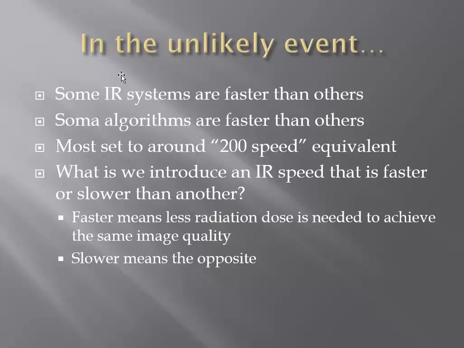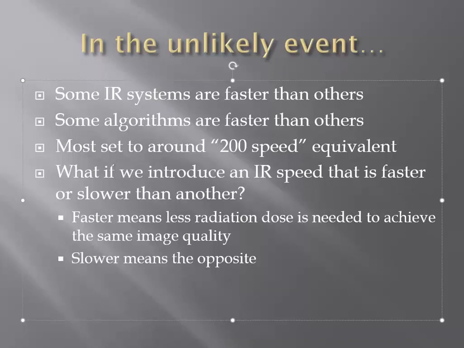So in the unlikely event, some image receptor systems are faster than others, like CR is about half as fast as film or DR. Some computer algorithms are faster than others as well. Most of your CR systems are around 200 speed equivalent. DR is usually faster. Film, we had 200 speed systems and 400 speed systems. So what if we introduce an image receptor speed that is faster or slower than the other?